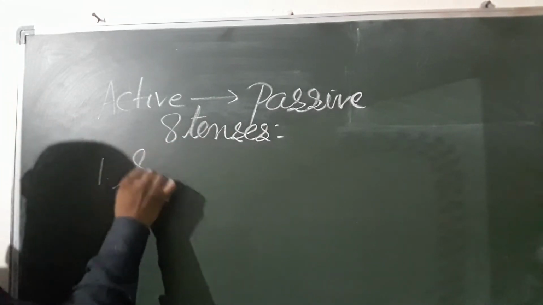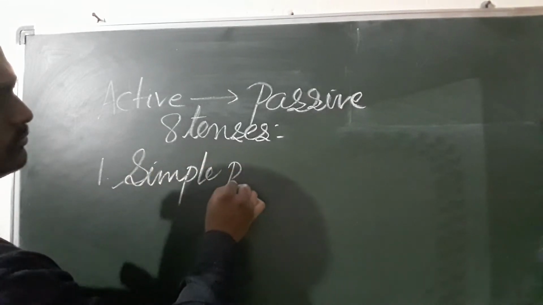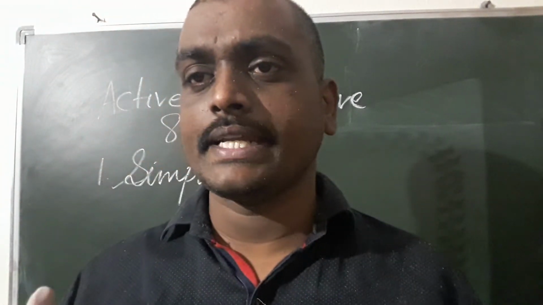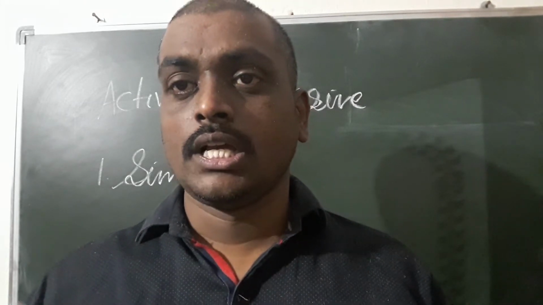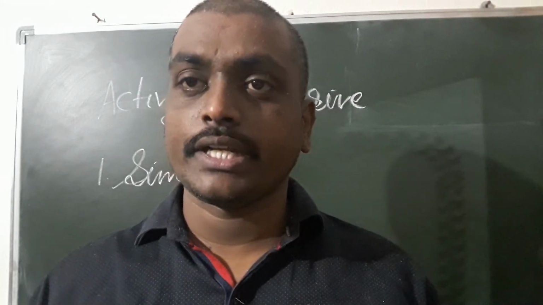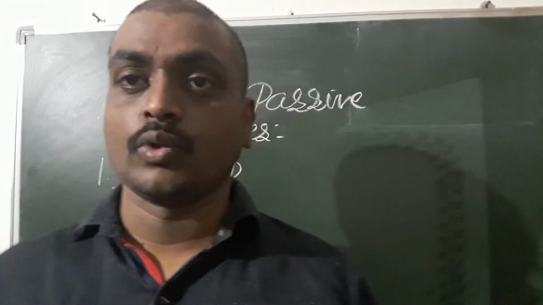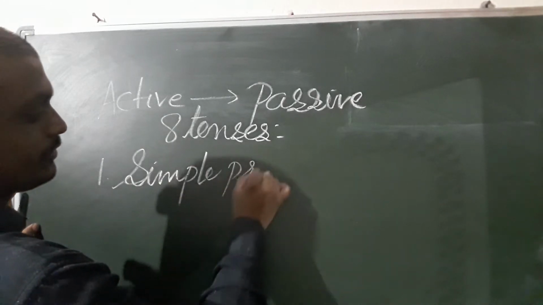Simple present tense, continuous present tense, perfect present tense, simple past tense, continuous past tense, and perfect past tense. Then simple future tense and perfect future tense. These 8 tenses are there in which we can change active into passive. So first of all, we will see the first tense, simple present tense.